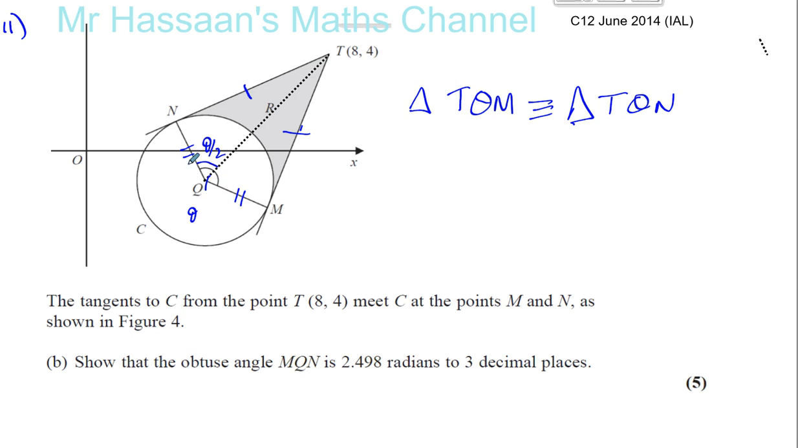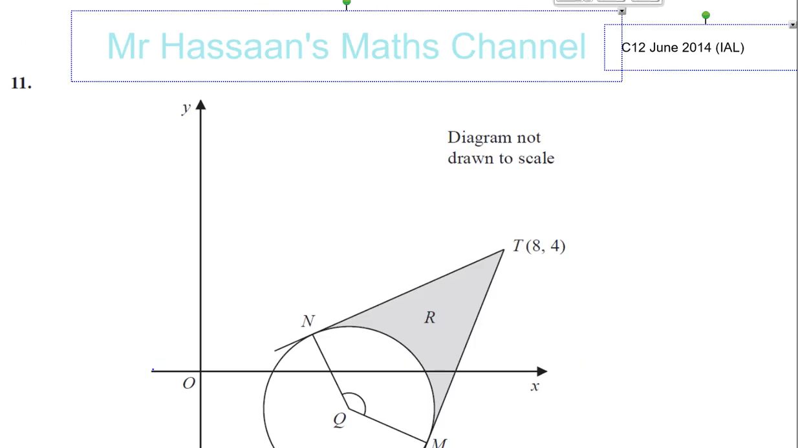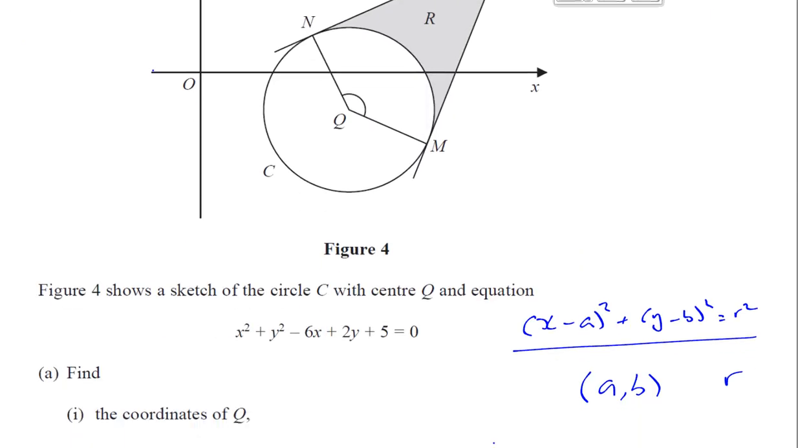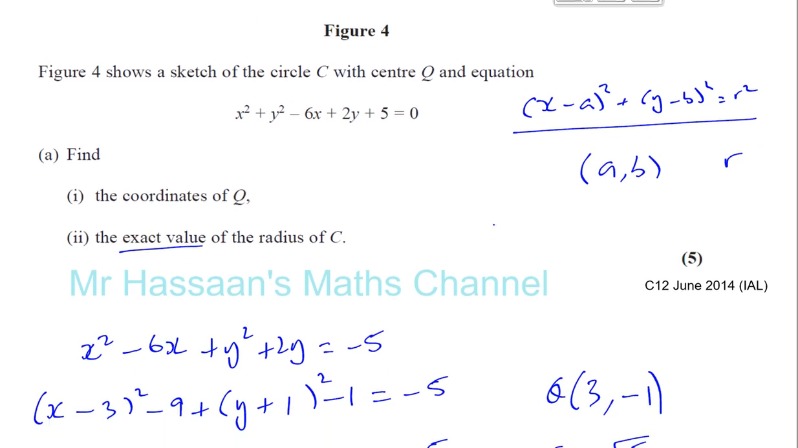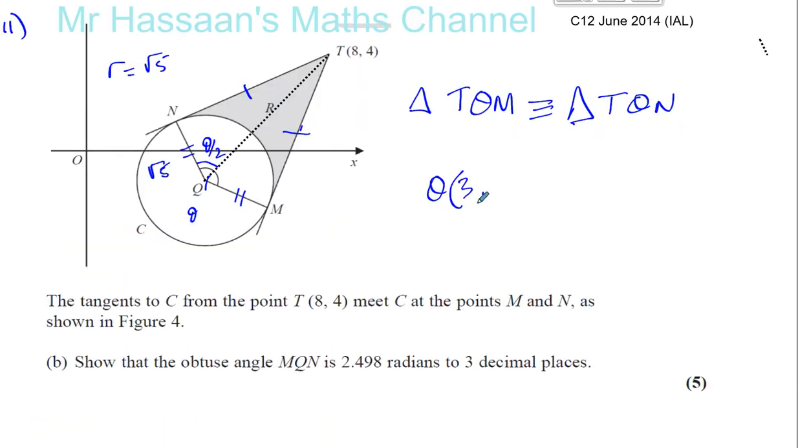Now, I already know that the length of QN is the radius of the circle, which we've worked out is root 5. And we worked out the coordinates of the point Q, as we found in the last question, were 3, minus 1. So the radius was root 5, and we can use that.